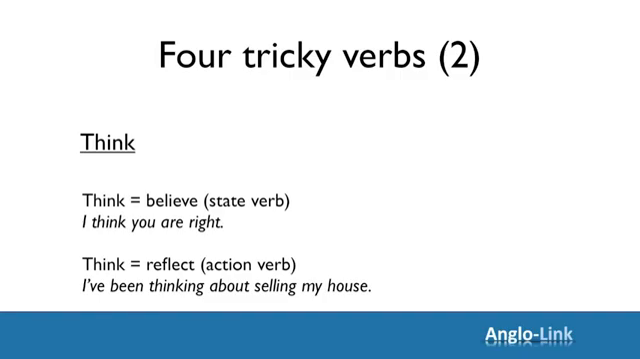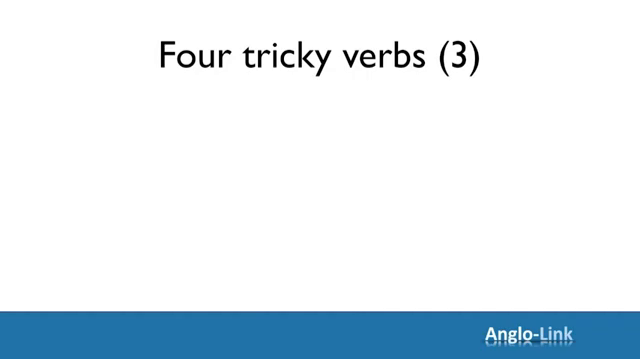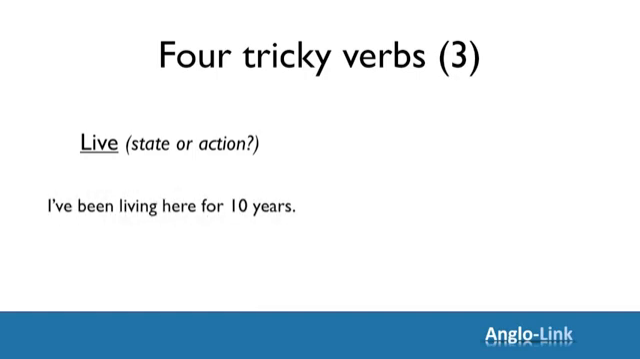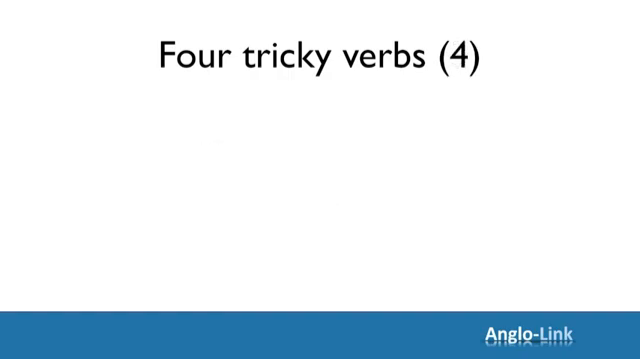The last 2 verbs you have to be careful of are verbs to live and to work. Again, they can be considered as an action verb or a state verb. It depends on the situation, on the circumstances, on the context. Many times, whether you use it as a state or an action verb, whether you put it in the continuous or simple form, doesn't matter really. They mean the same thing. So you could say, I've been living here for 10 years, or I've lived here for 10 years. And the same with the verb work.